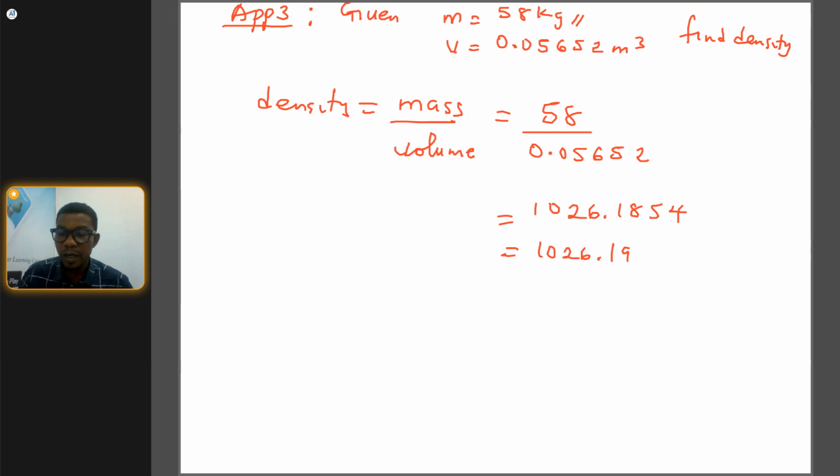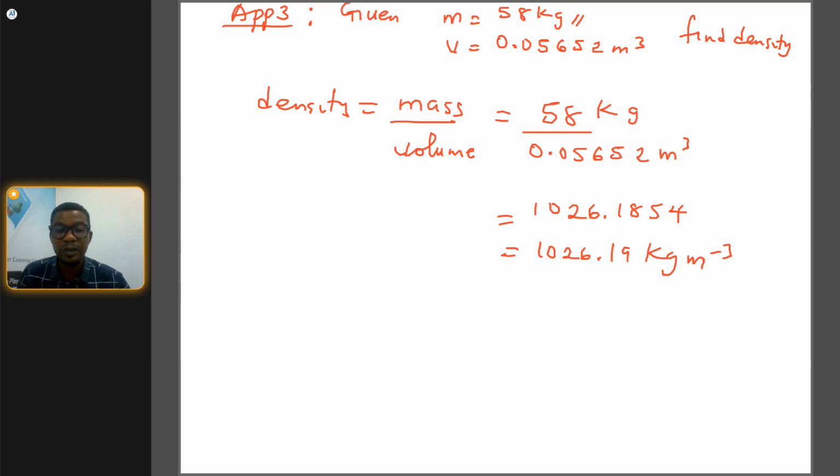So that will be the formula to solve, and the final answer should not be like this. There should be a unit, of course. If this is measured in kilogram and this is measured in meter cube, then I'll be having kilogram per meter cube. So the density is 1026.19 kilogram per meter cube. I believe that's clear to everyone.